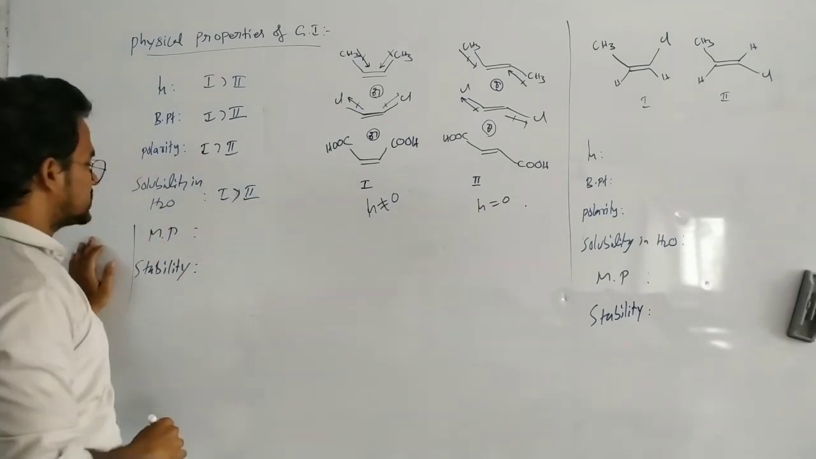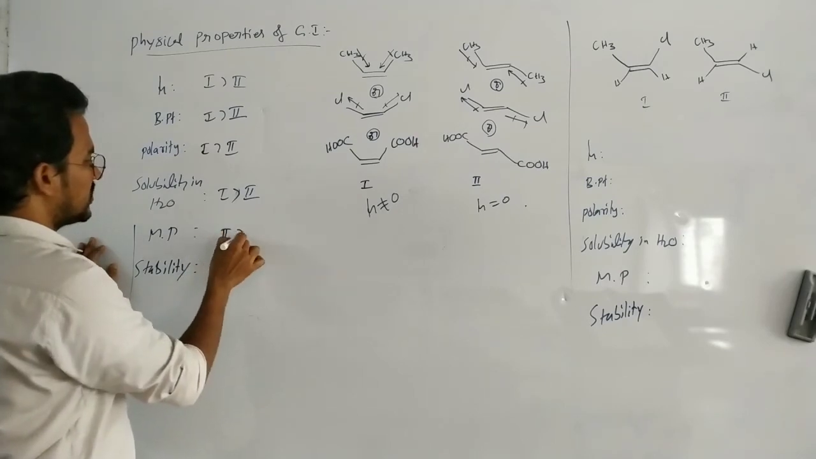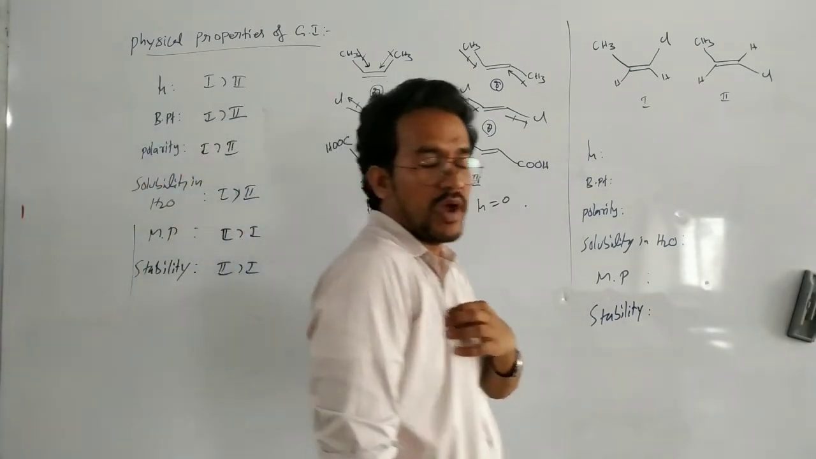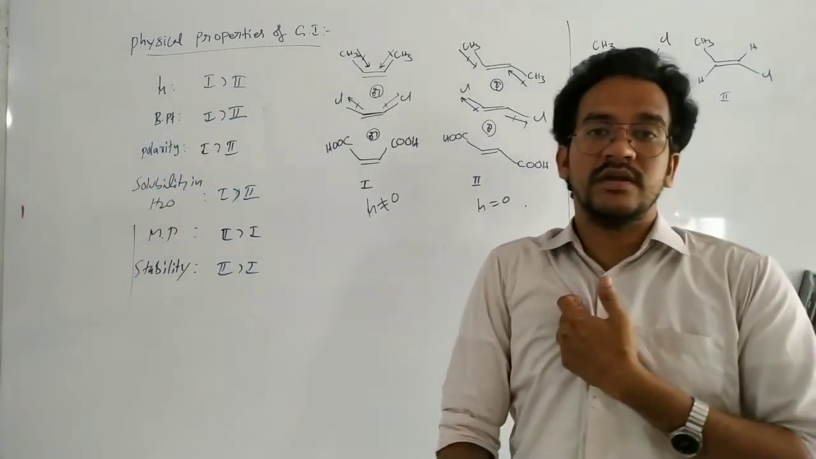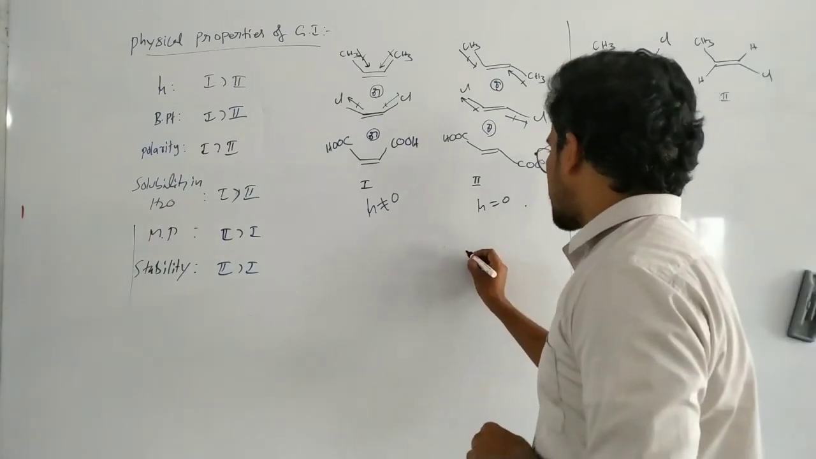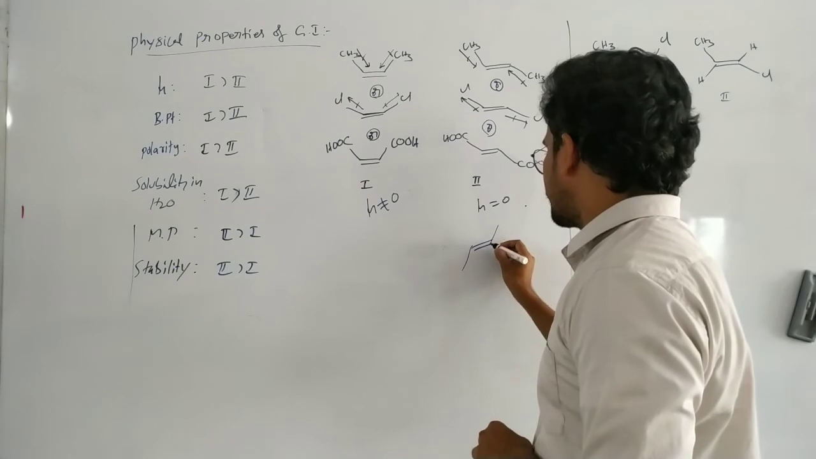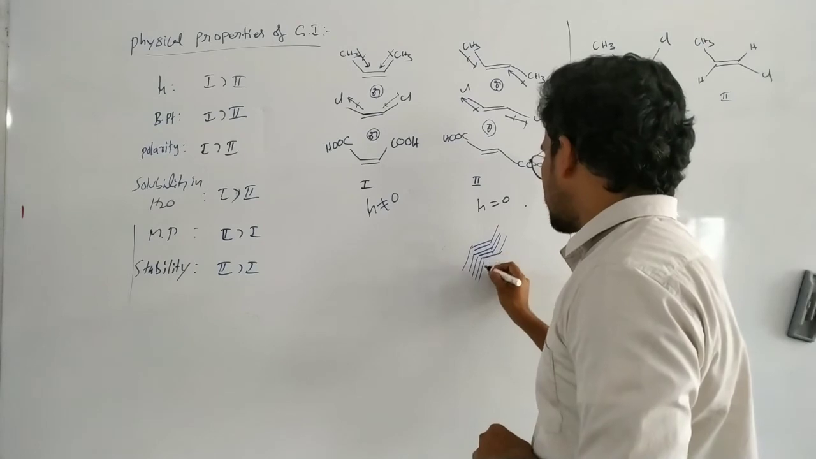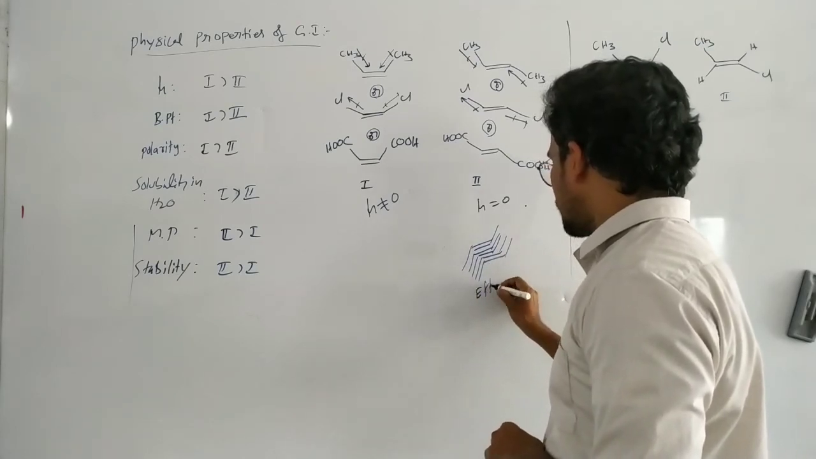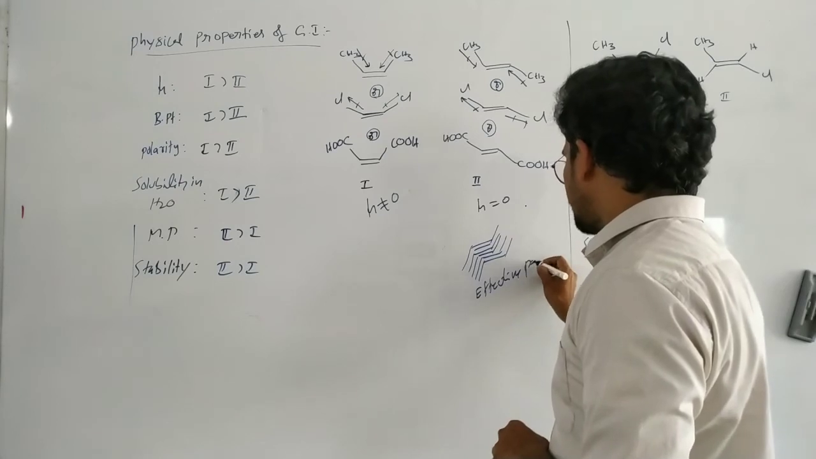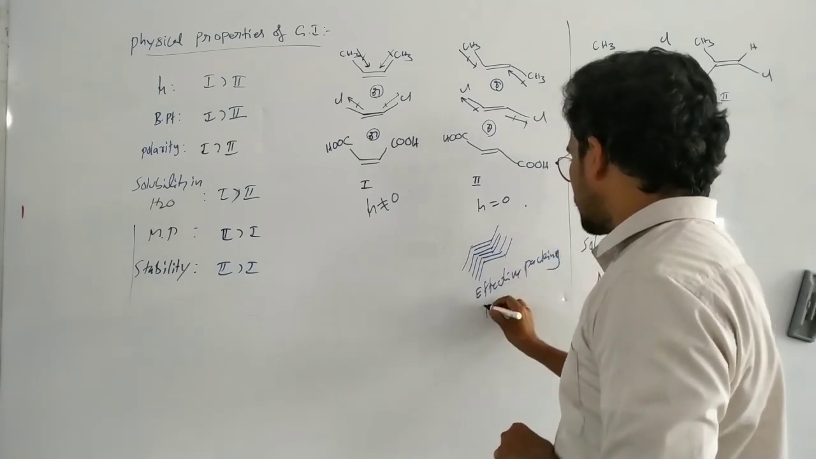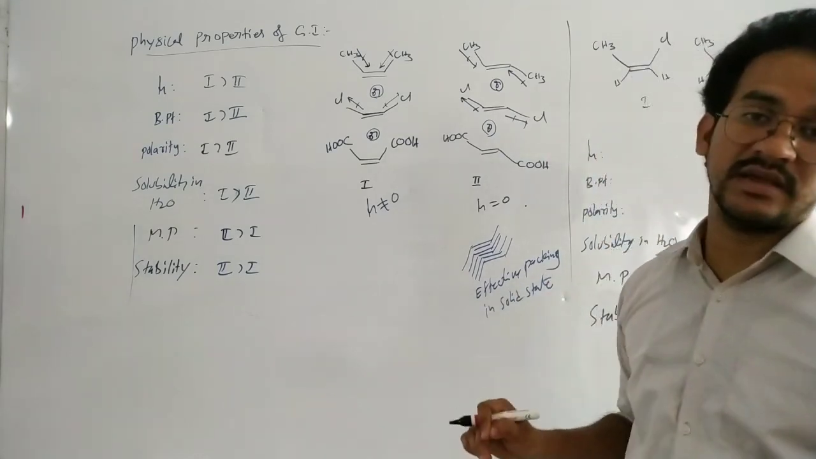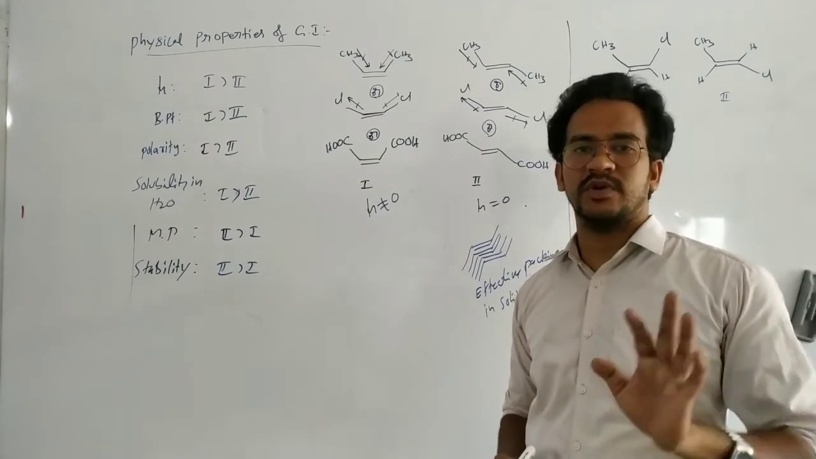Next, coming to the melting point and stability, here the second one has a higher melting point, and the second one has a higher stability, always. Why does the trans isomer have a higher melting point? Because the trans isomer has effective packing in the solid state. That's why the trans isomer always has a higher melting point, irrespective of its polarity.